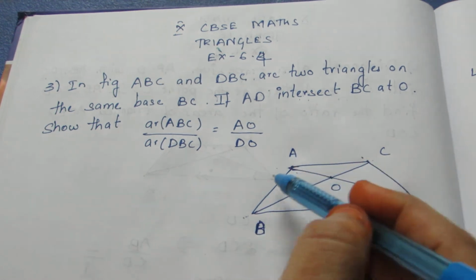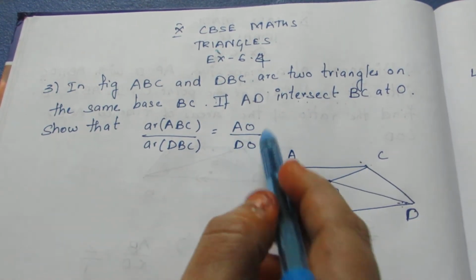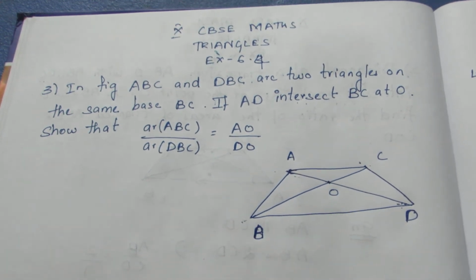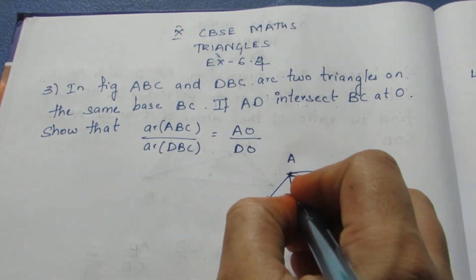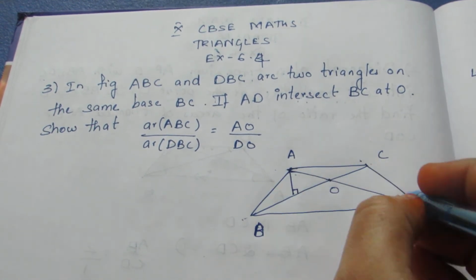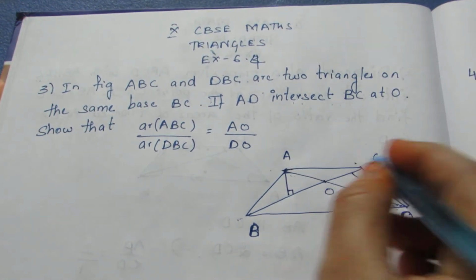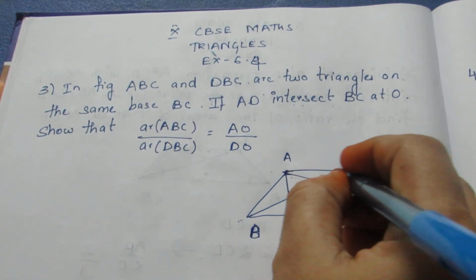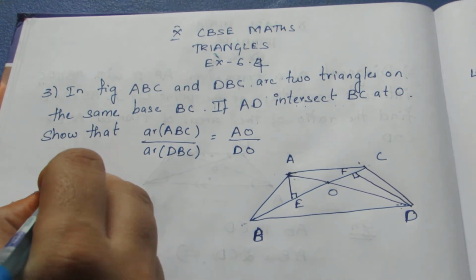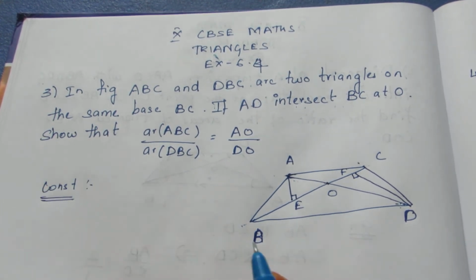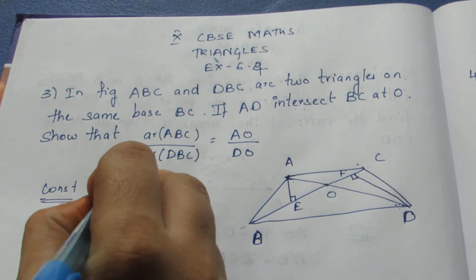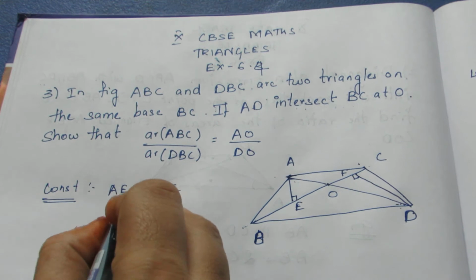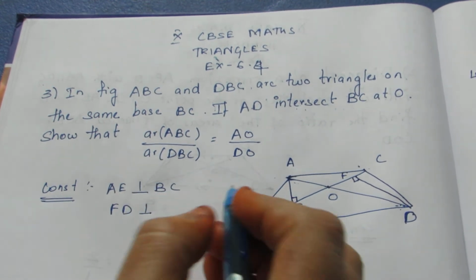We can't prove it directly because the two triangles do not have similar sides, so we can't take AO by DO. For that we are going to do one construction. We construct one perpendicular from A as well as one perpendicular from D. Let me take these as E and F. So for construction, I am going to take AE perpendicular to BC. Similarly FD is perpendicular to BC.